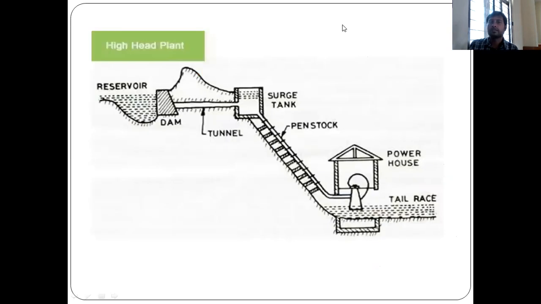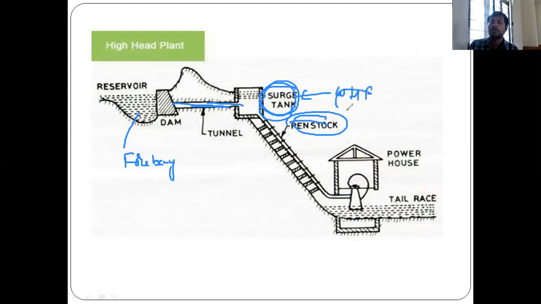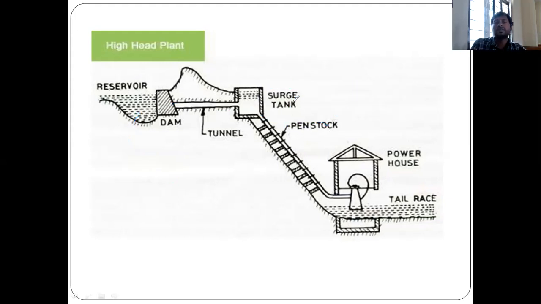And look at the high head power plants. Here is the reservoir, and this is the forebay, and this is a tunnel. A separate tunnel will be there, and from this tunnel the penstock is available. This is the surge tank. By using the surge tank, the water hammer effect can be overcome. Here, when you compare low head, medium head and high head, the extra one here is that the forebay is available, and the penstock is available.